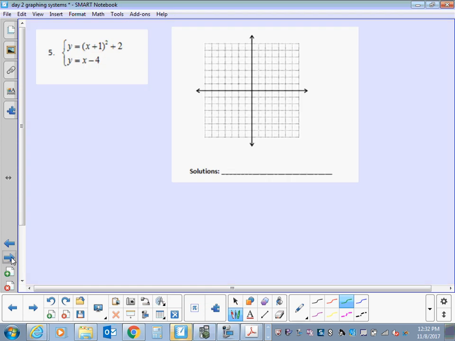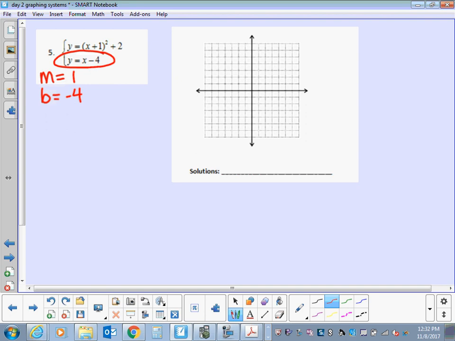All right, let's look at number 5. Are they already in y equals? Yeah. Yep, life is easy. Because they're already in y equals. This y equals x minus 4. That's a line, right? What's my m? 1. And what's my b? Negative 4. You can plot this if you want to.